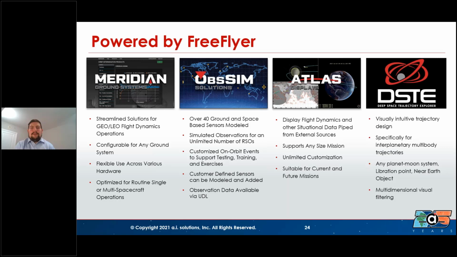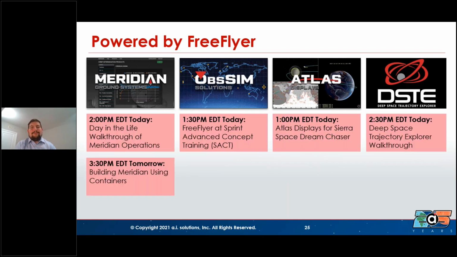Atlas displays is the big screen situational awareness display, highly customized for different missions. And the Deep Space Trajectory Explorer is specifically for interplanetary multi-body trajectories, libration points, planet-moon systems, things like that, doing the design stage of the different stages that we talked about earlier. I could go into all of these, but I don't have to, because we have great programs over the next couple of days talking about all of these things.